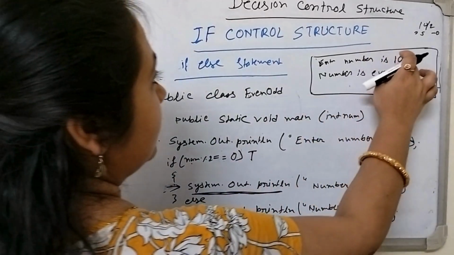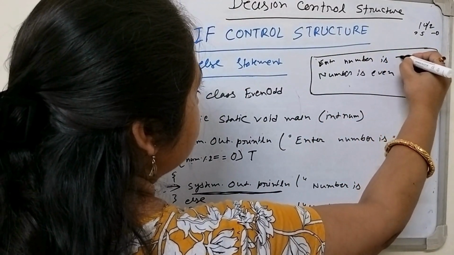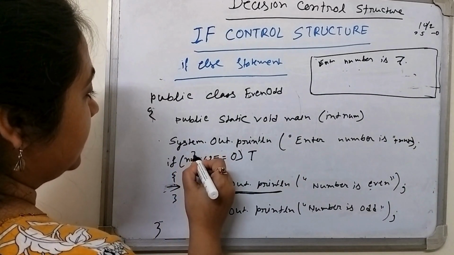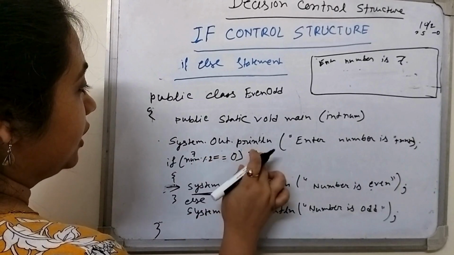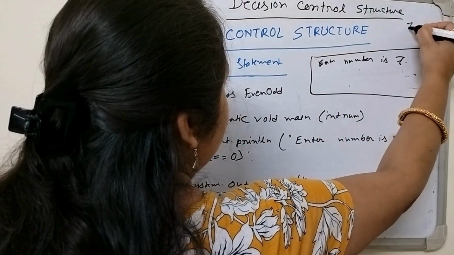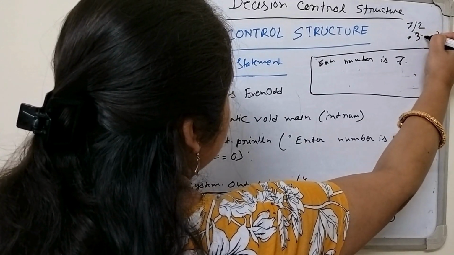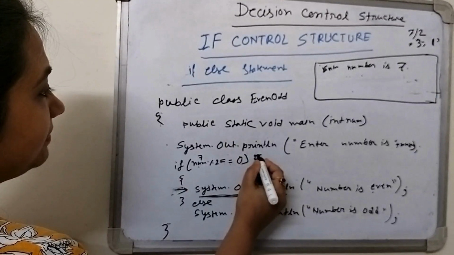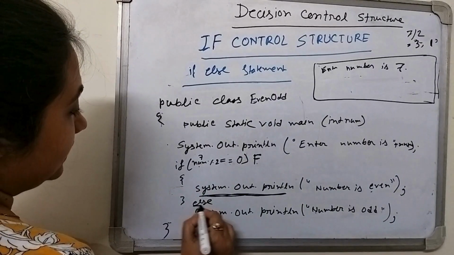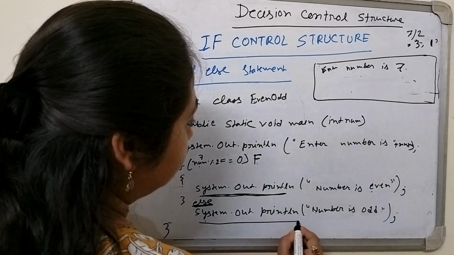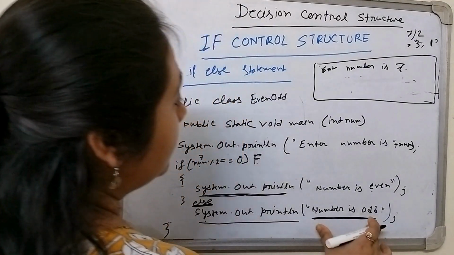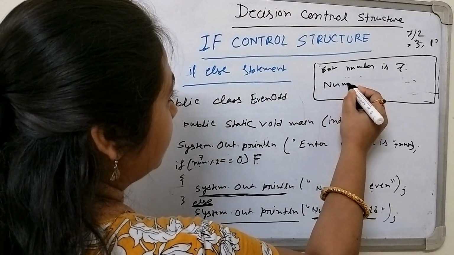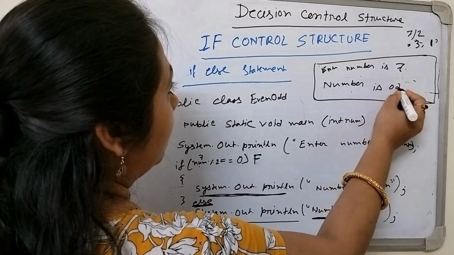Okay. Now next, we will take another number, that is 7. So what will happen? In the place of number we have put 7. So 7 modulo 2 is not equal to 0. That means if we divide 7 by 2, the result will be 3 and the remainder will be 1. So 1 is not equal to 0, so this is false. If this is false, then which portion will be executed? Then the else portion will be executed. System.out.println number is odd. So this portion will be executed, and we can see the number is odd.